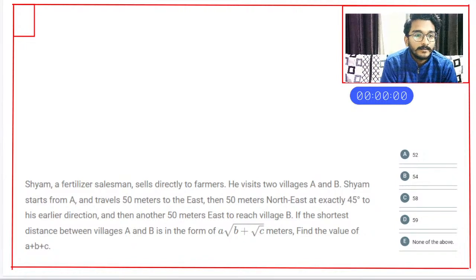So Shyam, a fertilizer salesman, sells directly to farmers. He visits two villages A and B. Shyam starts from A and travels 50 to the east, then 50 northeast at 45 degrees, and then 50 to the east to reach B. If the shortest distance between A and B is in this format, find the value of A plus B plus C.